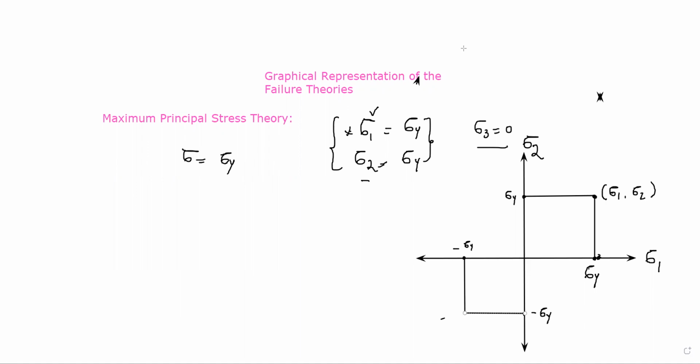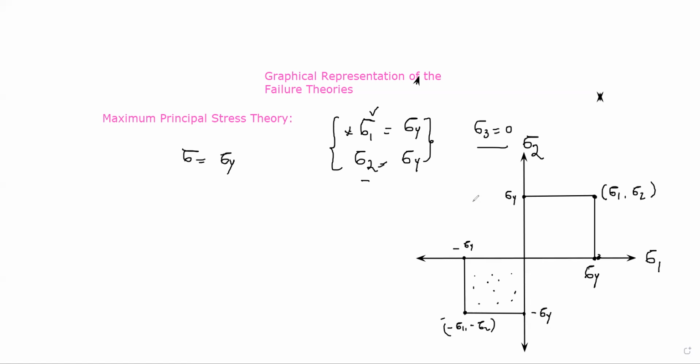Fine. If the stress distribution lies anywhere in this square, in this quadrant, then the machine element will be safe. The stress distribution should not be outside this region for compression. Okay, so the coordinates of this point are sigma 1 comma minus sigma 2, and both these values should be less than the value of sigma y.